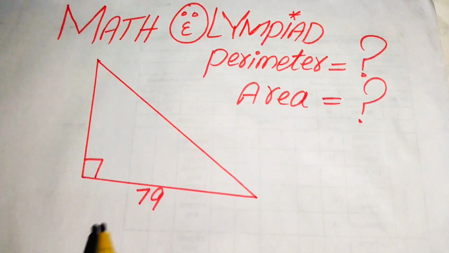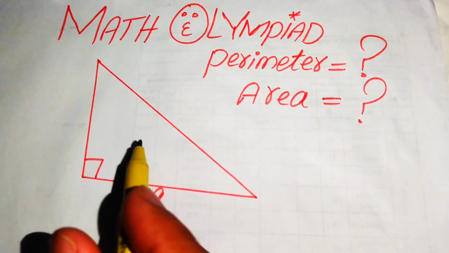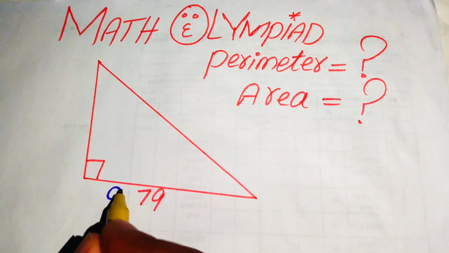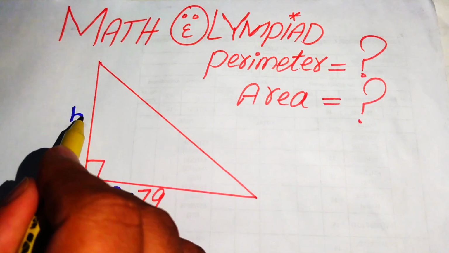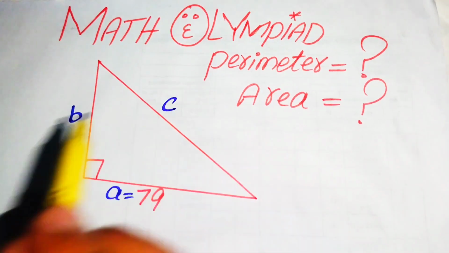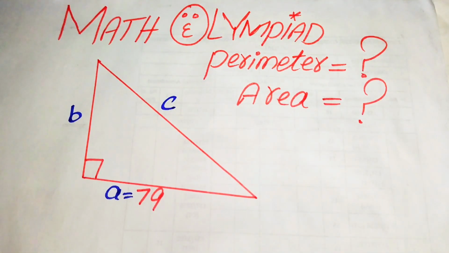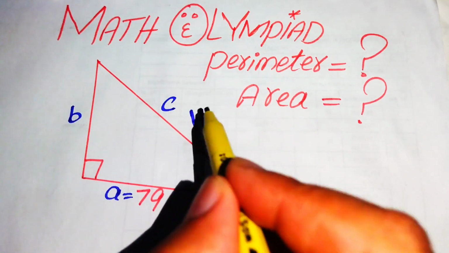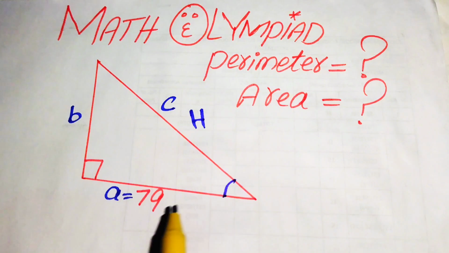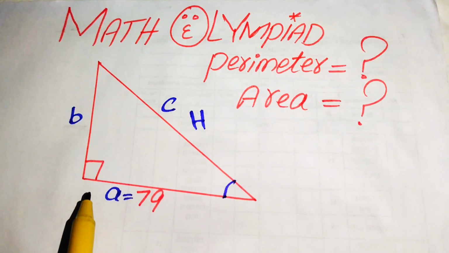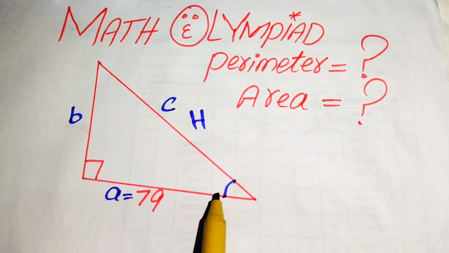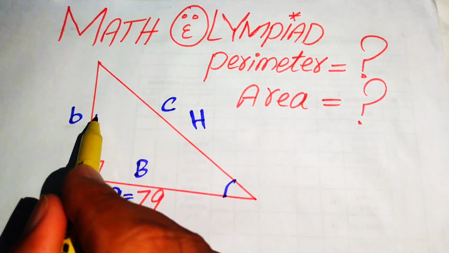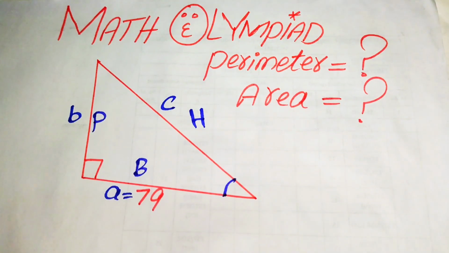First we denote all the side lengths. We denote this side length by small a, this side length by small b, and this side length by small c. We know that the side opposite to the right angle is called the hypotenuse, and if we have any angle of this right triangle, the side joining these two angles is called the base of this triangle, and this side is called the perpendicular of this triangle.